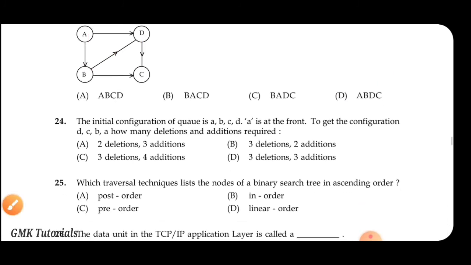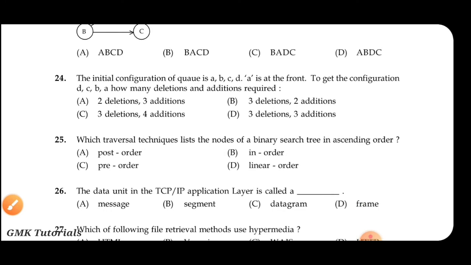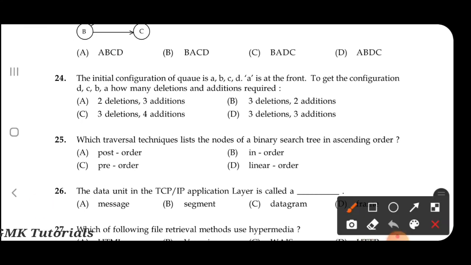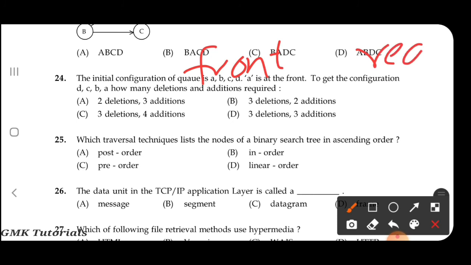D option. 24th question. The initial configuration of a queue ABCD is at the front. To get the configuration DCBA, how many deletions and how many additions are required? In a queue, we have two operations, front and rear. So here we are adding and deleting.